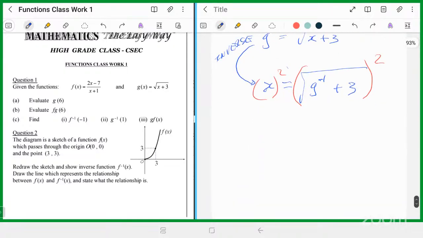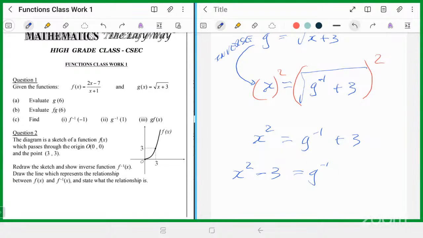When I square both sides, this side stays x squared. Equal. The square sign is gone from this, cancelled out with this square, and then we'll get g to the minus 1 plus 3. I'm trying to make this the subject. So easy again. Take this 3, bring it over here, and subtract it. Or it's the same as saying you subtract 3 from both sides, and this one is gone. But the shortcut is bring it over there and subtract it. So in the end, you're going to get x squared minus 3 equals g to the minus 1. So g to the minus 1 is equal to this.